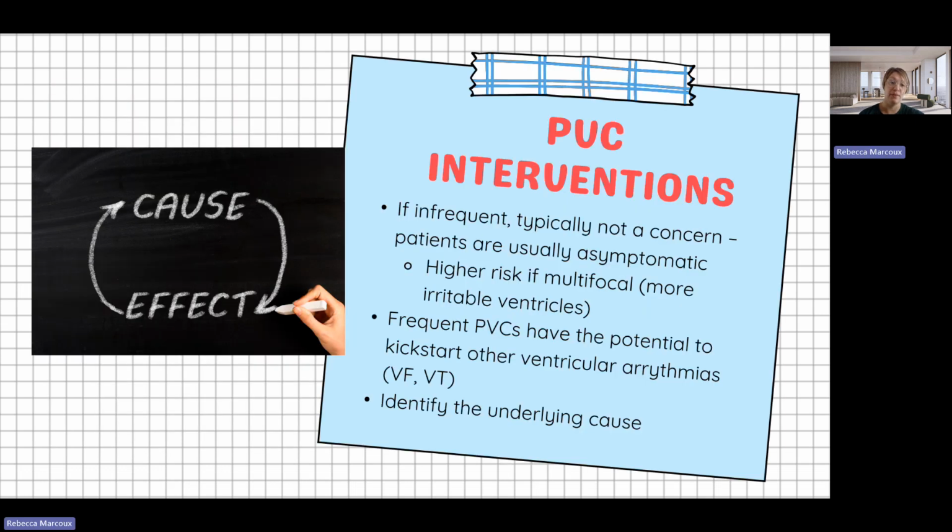So what do we do for PVCs? Again, if they're infrequent, typically not a concern, and patients are usually asymptomatic. They are higher risk if multifocal or frequent, as more frequent PVCs do have the potential to kickstart other ventricular arrhythmias like ventricular fibrillation and ventricular tachycardia. So we do our best to identify and intervene on the underlying cause.